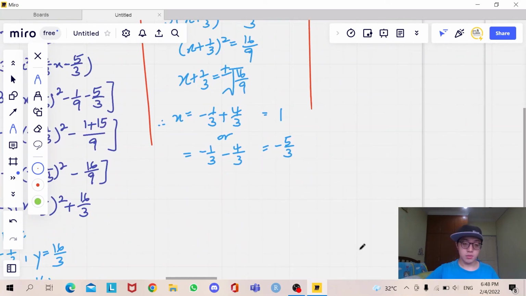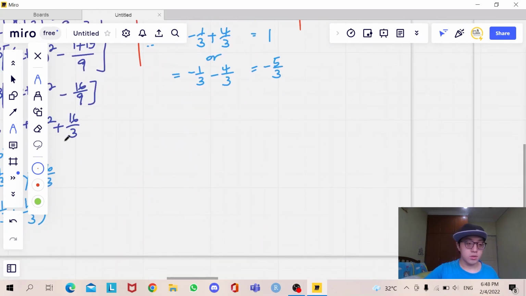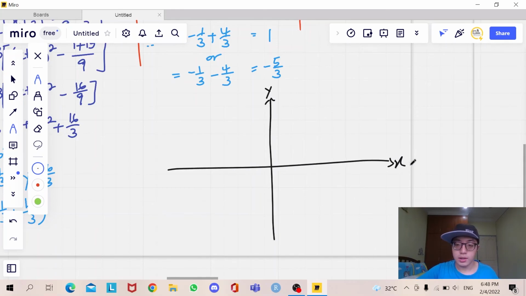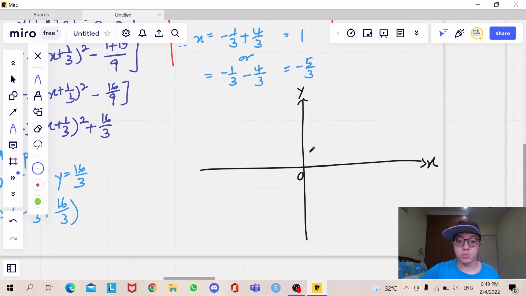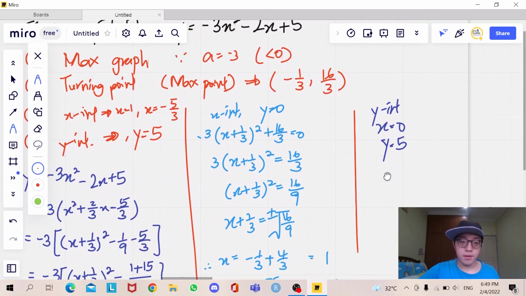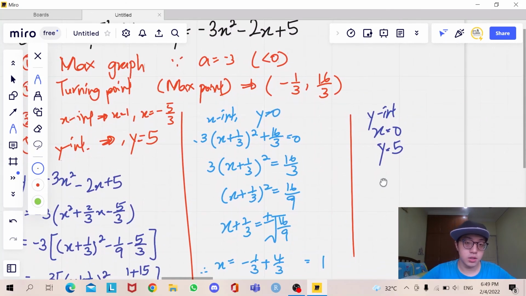All right, so from here you will need, oh my god, why is the space so small? Okay, let's do this. We draw a straight line here, not a straight line. We have y, and then we have this one, x. All right, and then the origin. So first we need to determine our turning point. Our turning point is negative 1 over 3 and 16 over 3. So negative 1 over 3 is here, 16 over 3 is up here. So our maximum point is again in the second quadrant. All right, and then it's a maximum graph, meaning it's an inverted U curve.